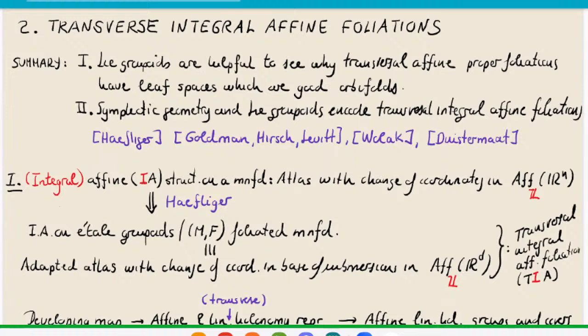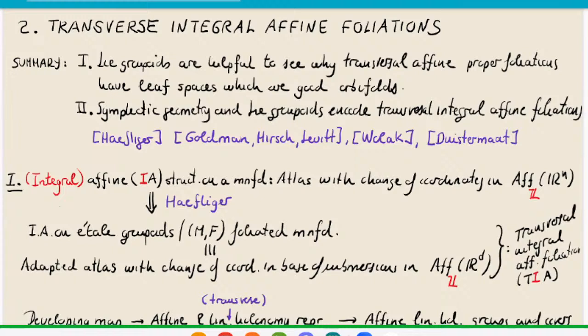So the summary of this second part would be that again, Lie groupoids can be very helpful if you want to study transverse affine proper foliations, and to show that their leaf spaces, which we know are orbifolds, are actually orbifolds of a very nice type. They are good orbifolds. They are quotients of manifolds by proper actions of discrete groups.